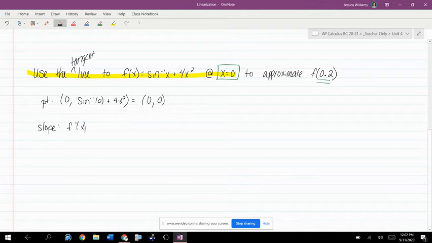So I need f prime of x. The derivative of inverse sine is 1 over root 1 minus x squared, plus 8x. And then I need to evaluate that at 0. I don't want the derivative everywhere. I want the derivative at our x value.